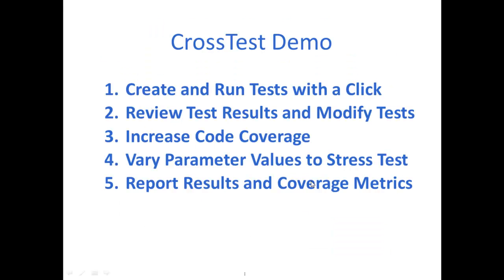In the next few minutes, I will show you first how to use CrossTest to automatically create and run tests for your code. Second, we will examine test results and modify expected values to establish a baseline for further testing. Third, we'll see how to check code coverage and use techniques such as function stubbing to increase code coverage. Next, I will show you CrossTest's robust test editing features for driving multiple parameter values to stress test APIs. Finally, we'll take a quick look at CrossTest reporting capabilities.